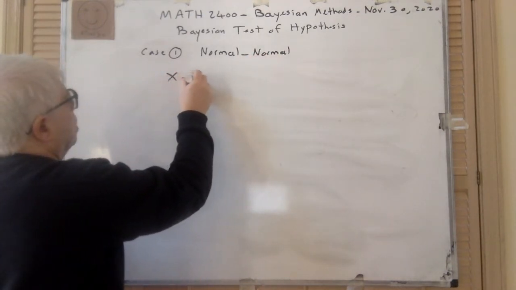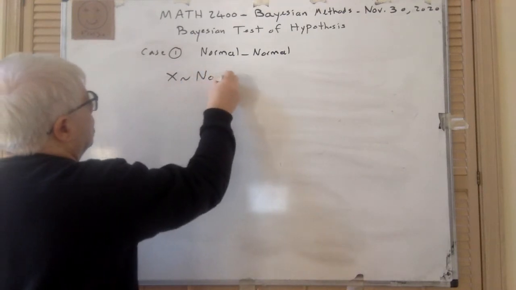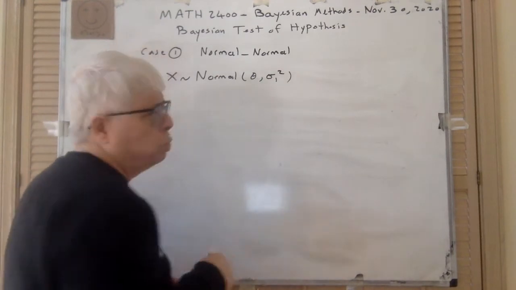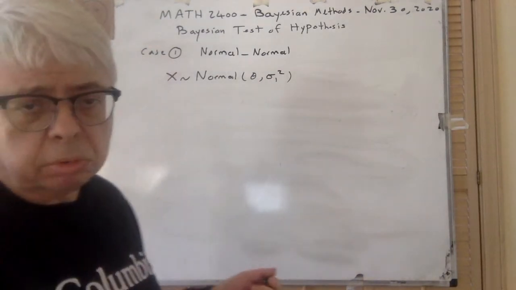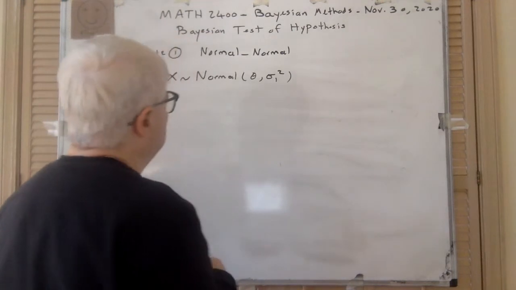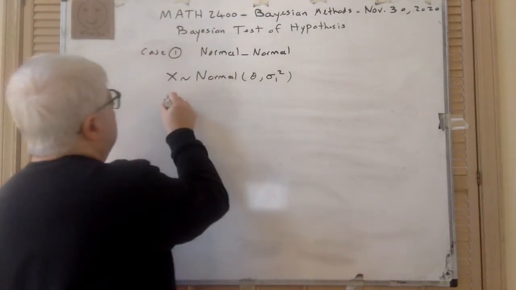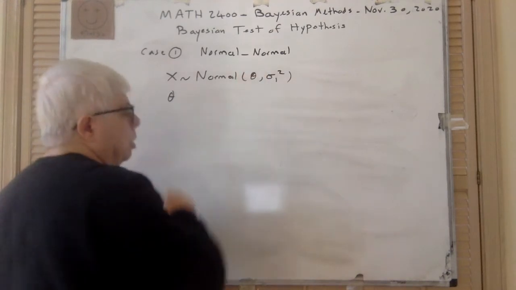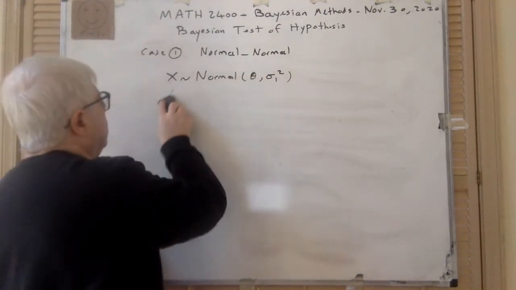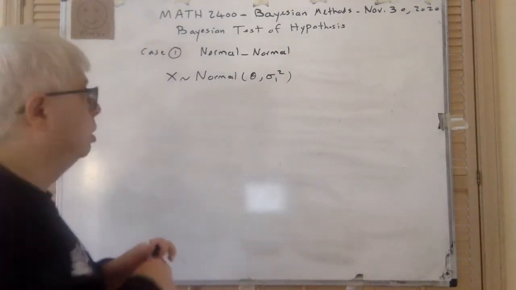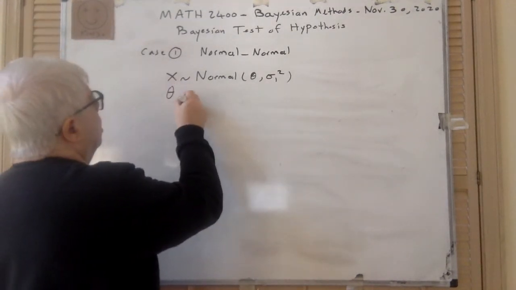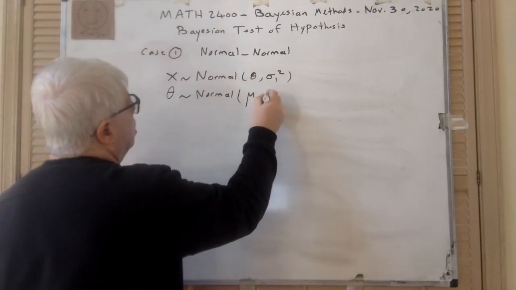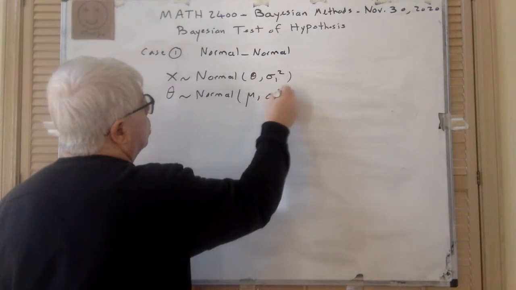This X is normal, with theta and sigma 1 squared, which means we know sigma 1. So that's something you might ask, how do we know that? And then we have theta, in fact capital theta. So this is capital theta, and that's also normal, let's say with mu and sigma 2 squared.